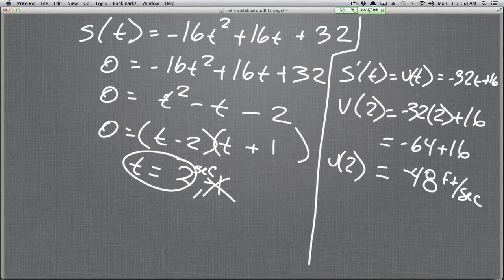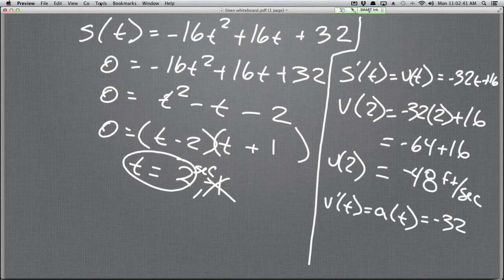Okay? Now, let's talk about acceleration. Let's find his acceleration at impact. So what do I need to do to find acceleration at impact? I need the second derivative. So we're going to show that v prime of t equals acceleration, and what is the derivative of velocity in this case? Negative 32. Is there a variable with it? No. So what does that tell me about acceleration? If there's not a variable with a number, it's constant.